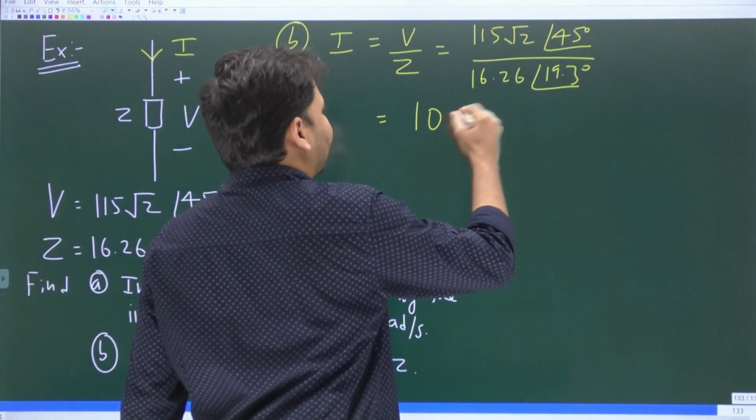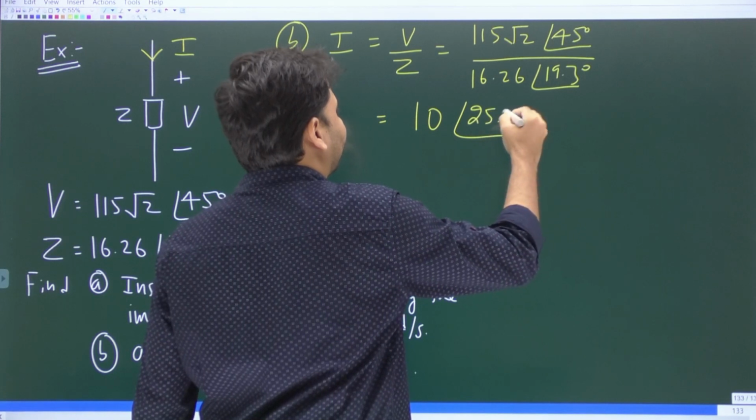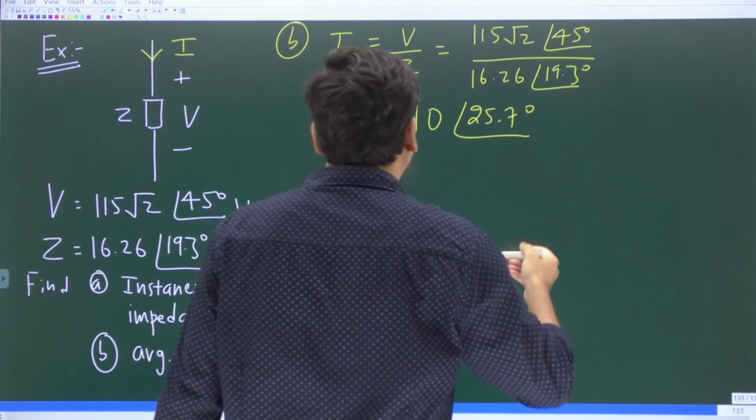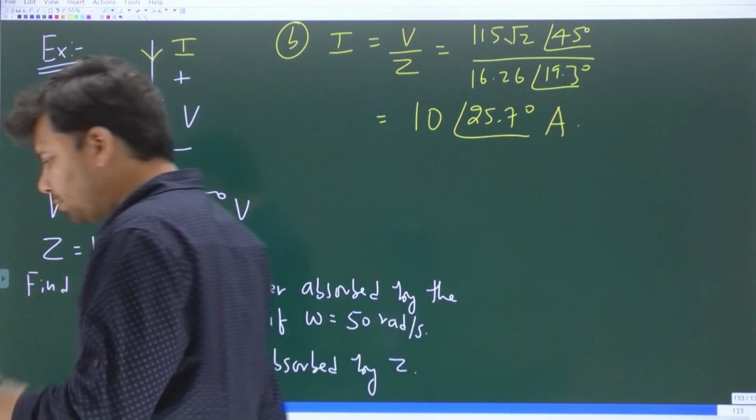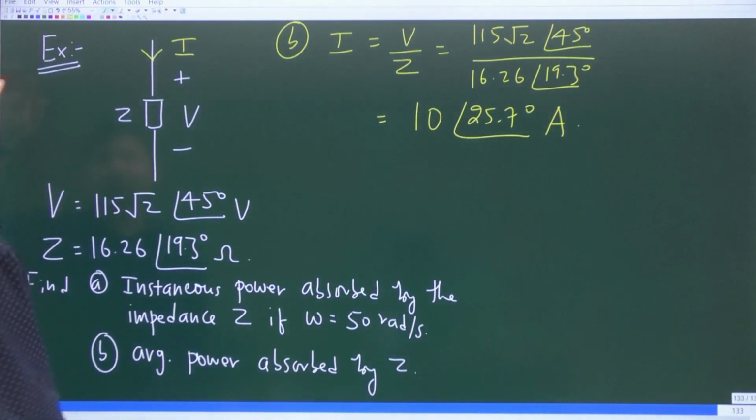So the phasor current is what? 10 at an angle 25.7 degrees, units amperes. Okay, that's all.